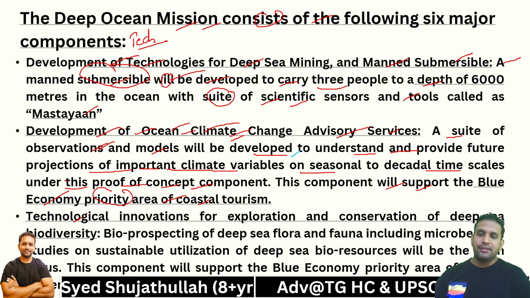Ocean. Then technological innovation for exploration and conservation of deep sea biodiversity. Bioprospecting means seeing the plants and animals and their biological importance. That is only called bioprospecting. Bioprospecting of deep sea flora and fauna, including microbes, and studies on sustainable utilization of deep sea bioresources will be the main impetus. This component will support the blue economy priority area of marine biodiversity. So just remember this point.